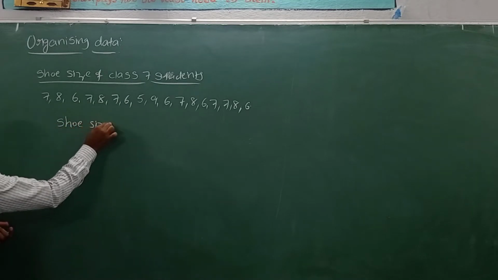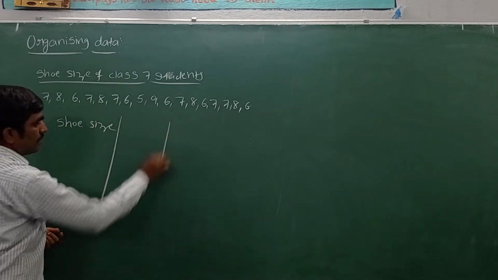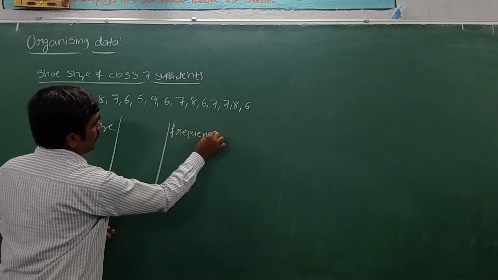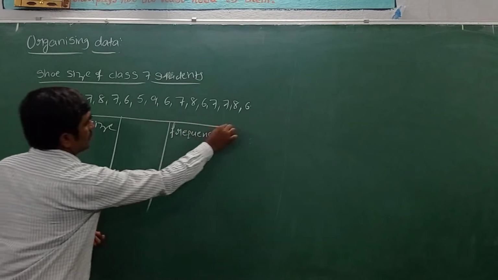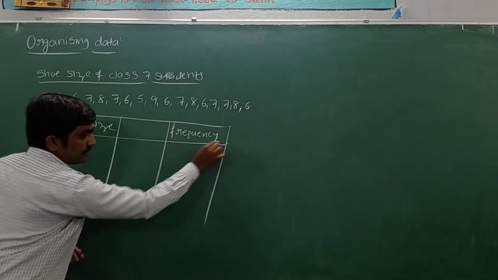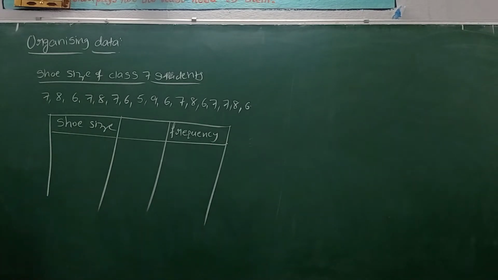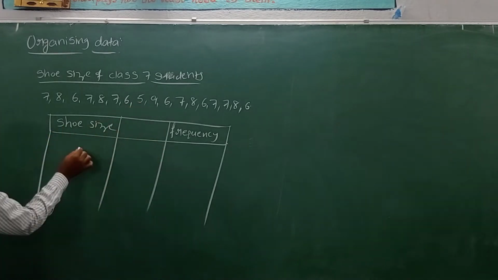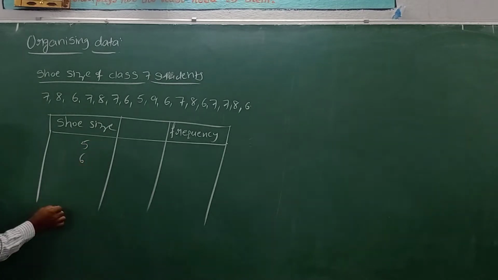Let me take here shoe size, and here I will take frequency. I told you what frequency means. Frequency is nothing but the number of times that a particular observation is occurring or repeating. What are the different shoe sizes we can see here? We can see 5 number, 6 number, 7 number, 8 number, and also 9 number.